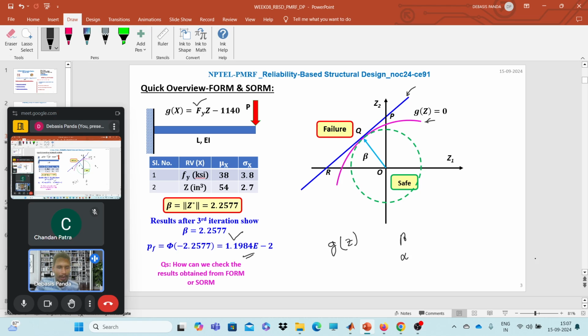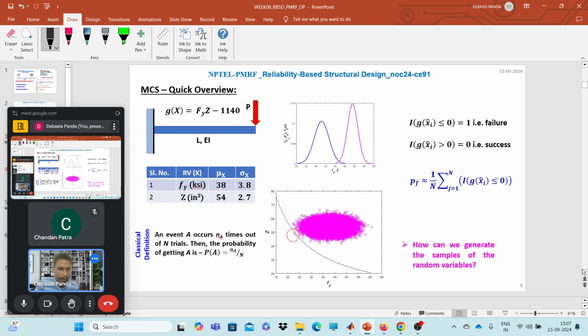If I want to give you a quick overview of the Monte Carlo simulation, or the simulation based technique, let's quickly see its overview. The concept is very simple. What do we need to do in the simulation based technique? First, we have a limit state. In the limit state, we have the random variables. So what we need to do is generate random numbers of these random variables.